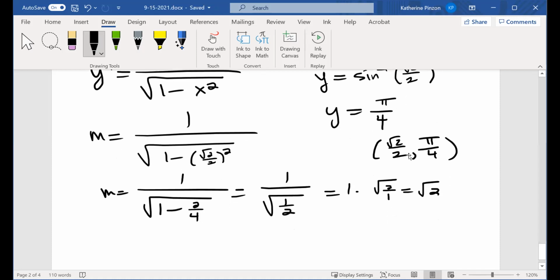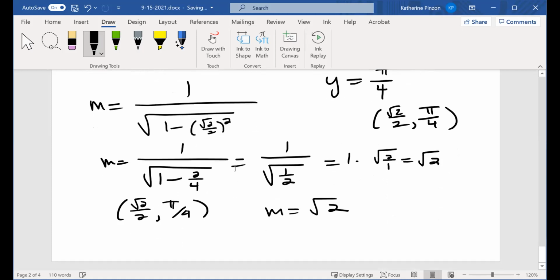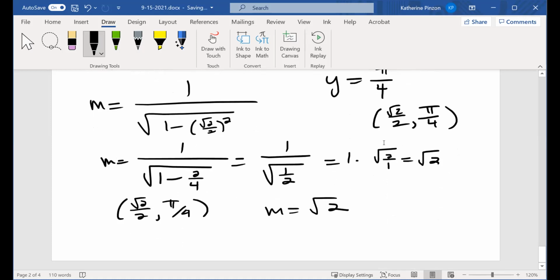Okay, so I'm looking for my equation of the line. I have this point, square root 2 over 2 comma pi over 4, and this slope square root 2. I don't know how much leeway Adfinity gives you if your numbers are rounded. You'd have to keep a lot of decimals, I guess.